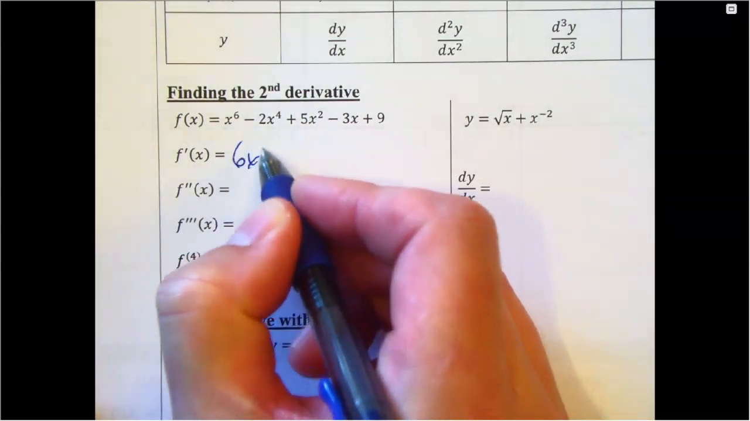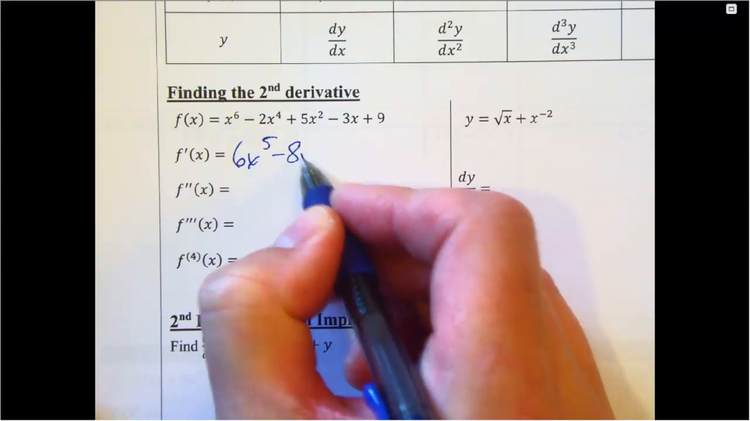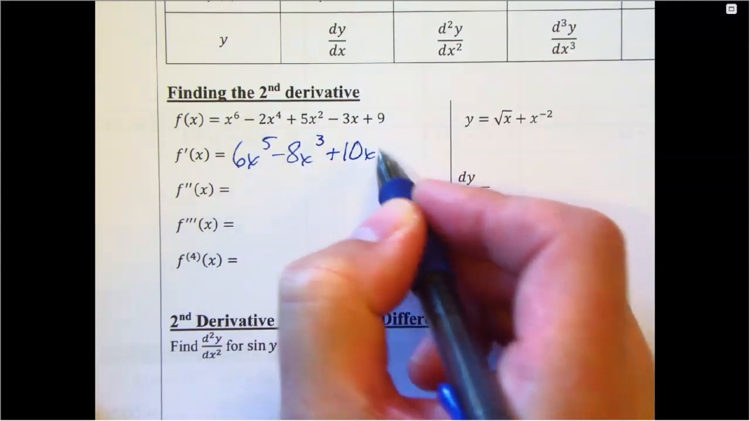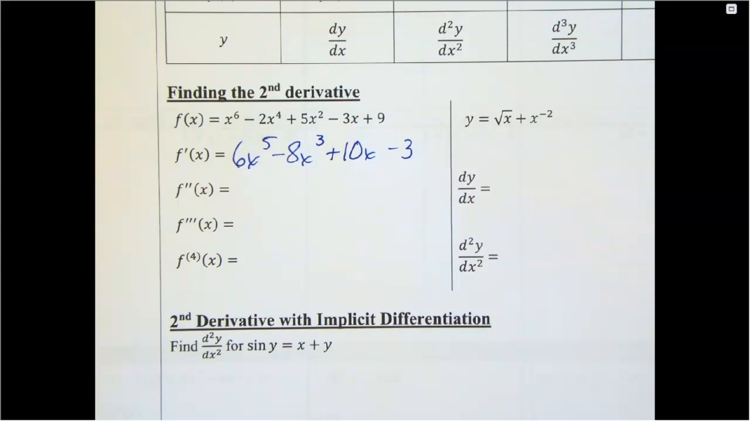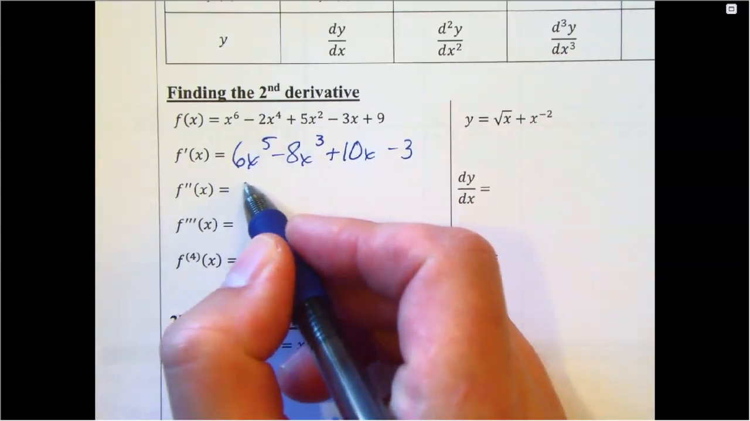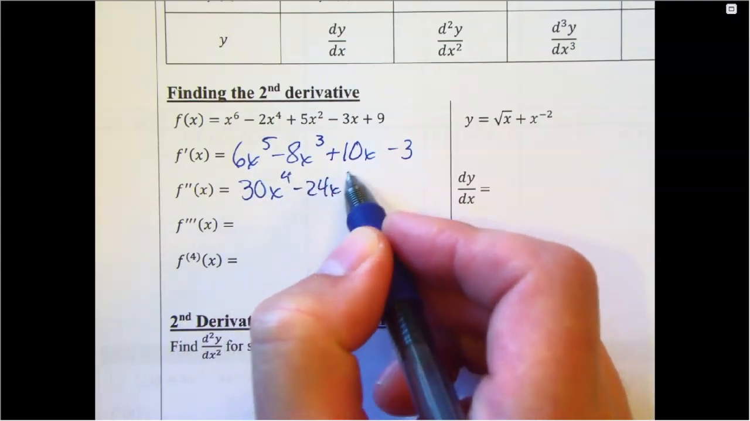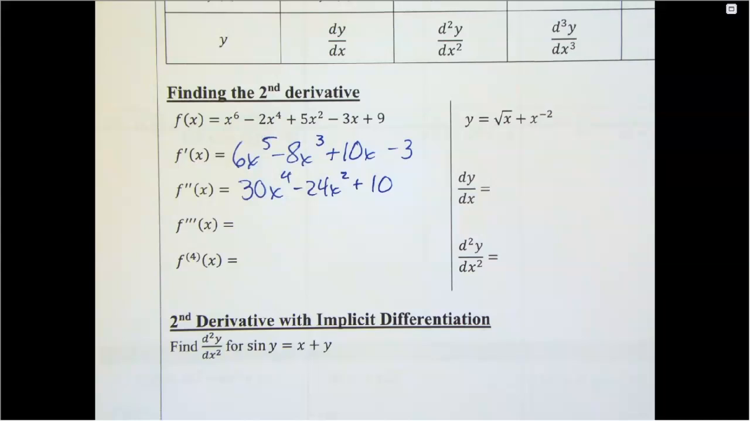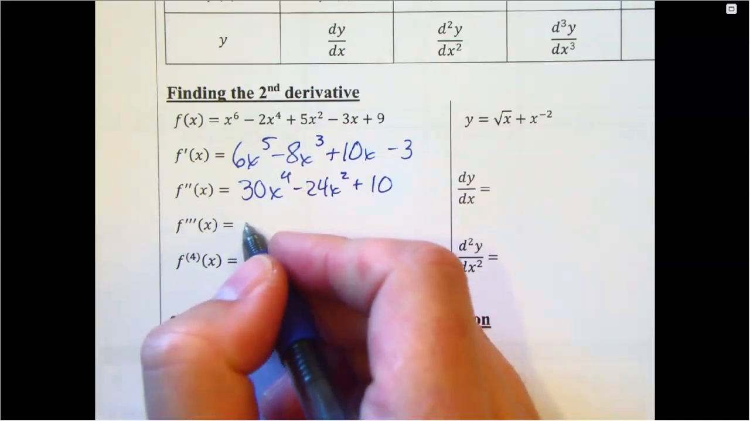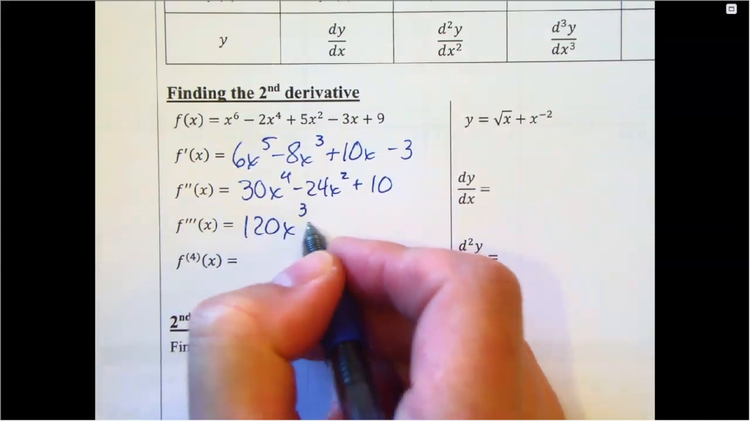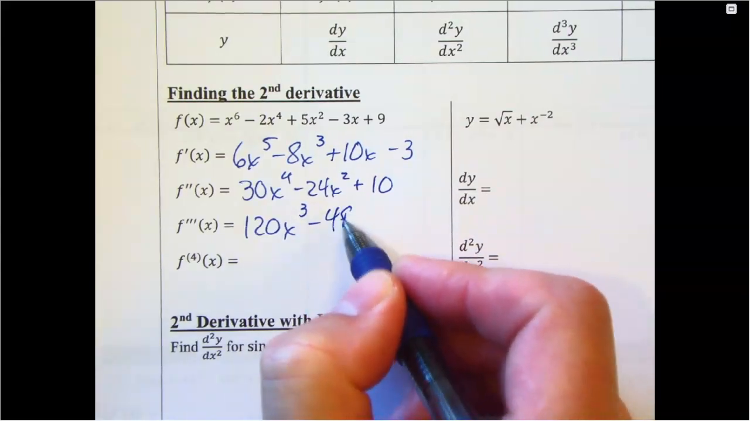So this would just be 6x to the 5th minus 8x to the 3rd plus 10x minus 3. I know you guys know how to do this. I'm just going through it. So then take the derivative of that. So it'd be 30x to the 4th minus 24x squared plus 10. Then take the derivative of that. So 120x to the 3rd minus 48x.